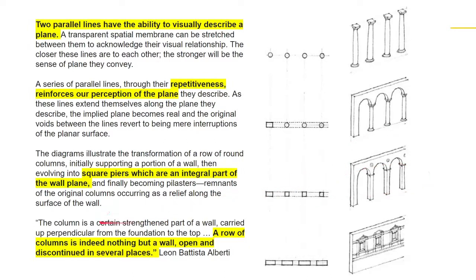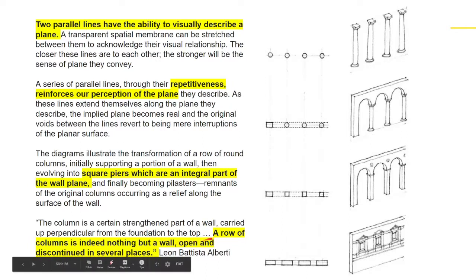So the third one is the diagram illustrating the transformation of a row of round columns initially supporting a wall, then evolving into square piers which are integral to the wall plane, and finally becoming pilasters, remnants of the original columns, occurring as a relief along the surface of the wall. With this one, you have your columns, and then you are evolving it to square to compensate with the original plane, which is the square plane.